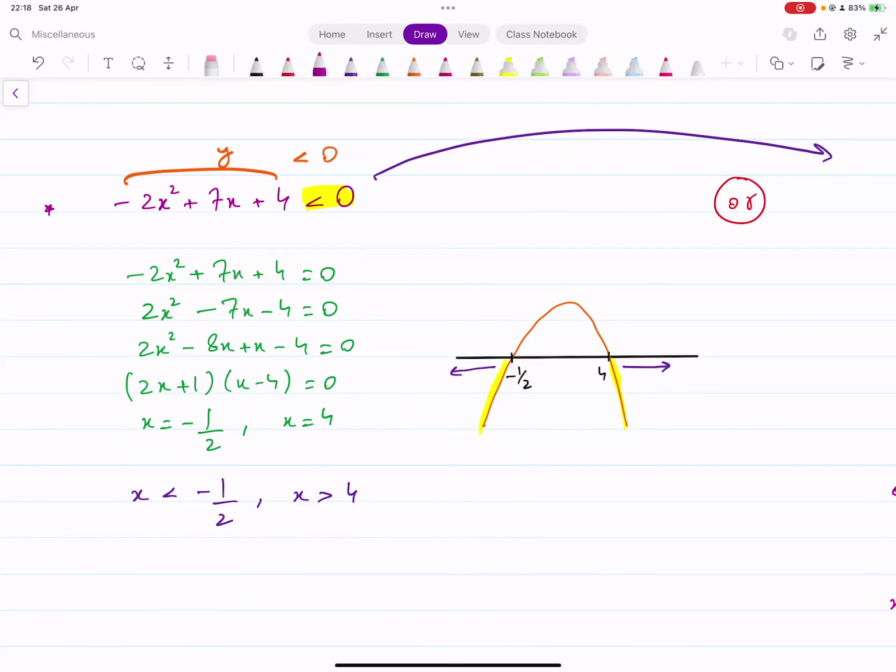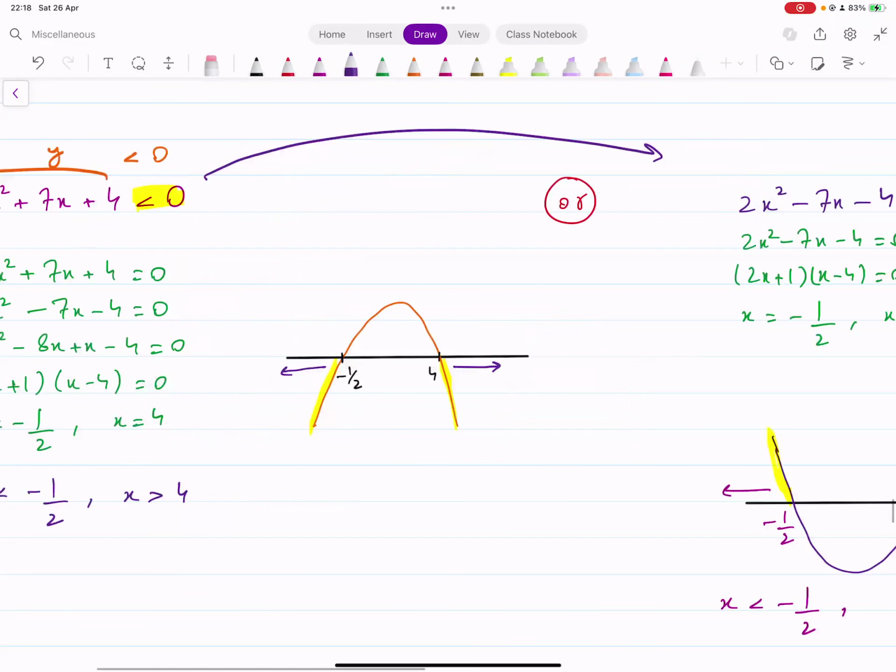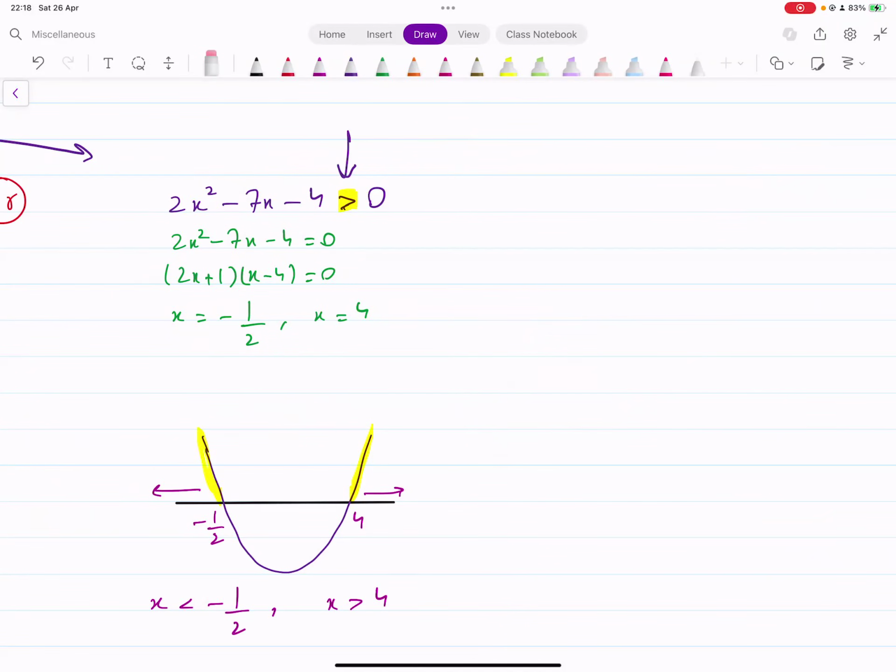Another possible way of doing this, if you're not comfortable with a negative sign here, is to just multiply the whole inequality by minus one. That will change the inequality sign as well. That will make it positive, because whenever we multiply or divide by a negative number, the inequality sign also changes. So now we've got this inequality.